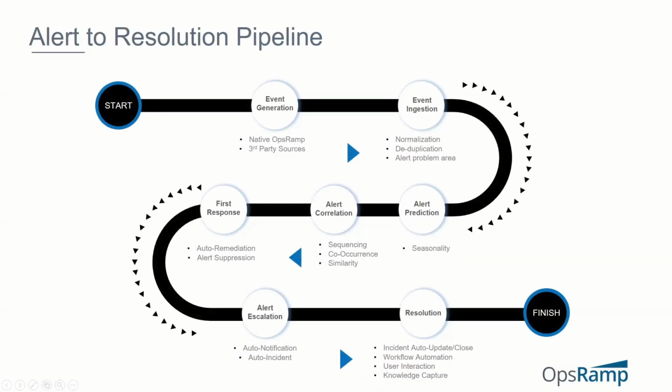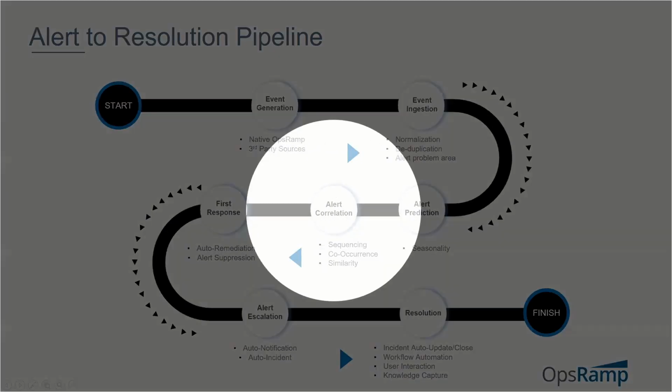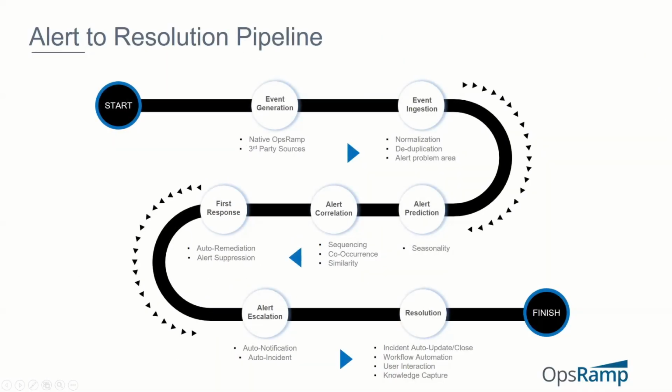But I'm skipping a step. After we determine alert prediction, then we do alert correlation. This is our machine learning to do that correlation. And then the next step is first response. First response does two things. It either suppresses the alert. Maybe you want to suppress it for X number of minutes, because sometimes you don't want to alert right away, it's not really serious. So let's just suppress it for 10 minutes.